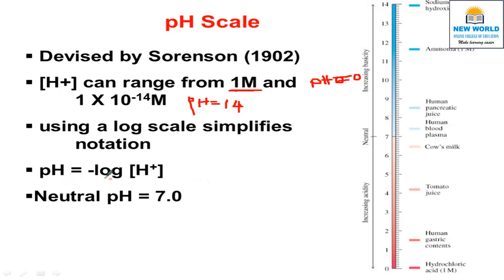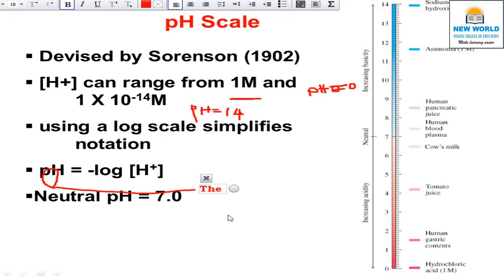The pH is the negative logarithm of the hydrogen ion concentration. So this P stands for the negative logarithm. It's not the power, it's not the potential. Many students will tell you P stands for the power of hydrogen. No. The correct thing is the negative logarithm.